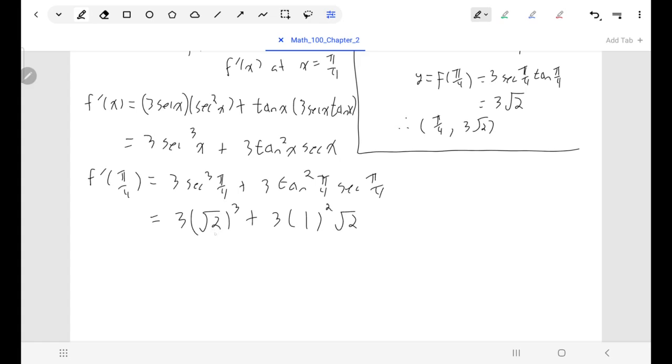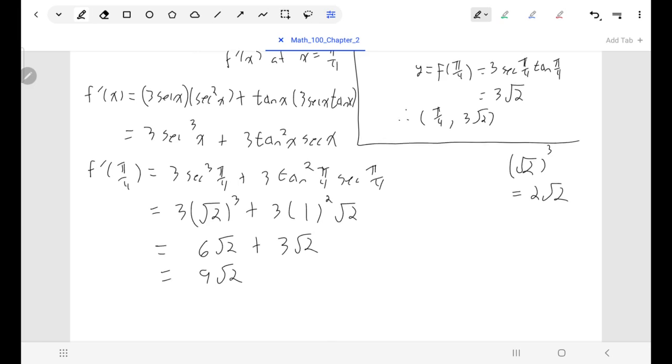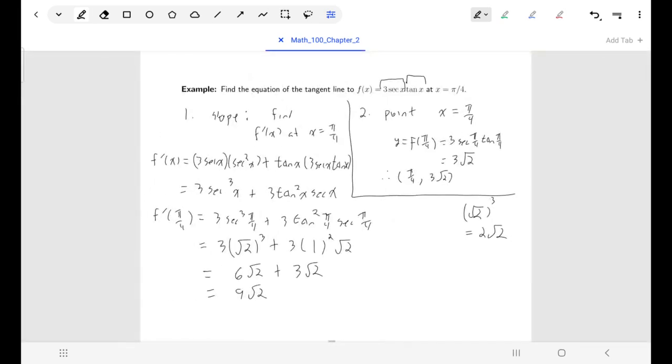If I were to clean things up a little bit further, just here on the side, I'm going to remark to myself that root of 2 cubed is root of 2 times root of 2 times root of 2. That's 2 root of 2. So actually, I can rewrite this as, instead of 3 times root of 2 cubed, it's really 3 times 2 times root of 2, or 6 root of 2. Okay, and that means that really what I've got is 6 root 2 plus 3 root 2, or 9 root 2, and there we go. That's my slope.